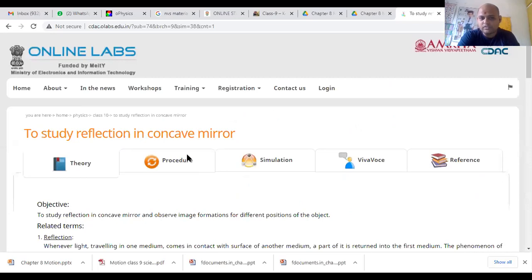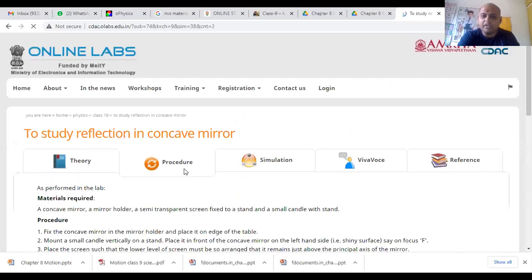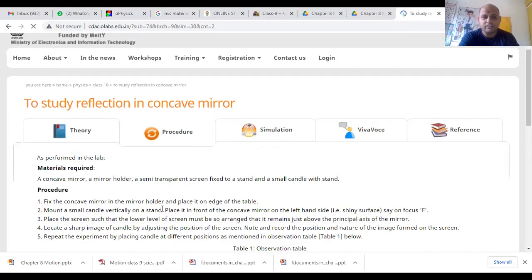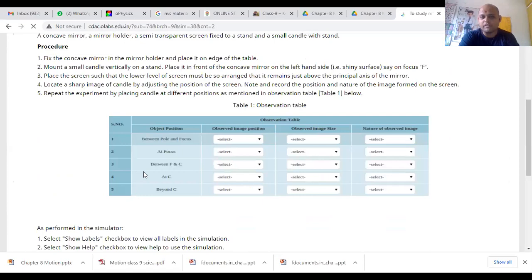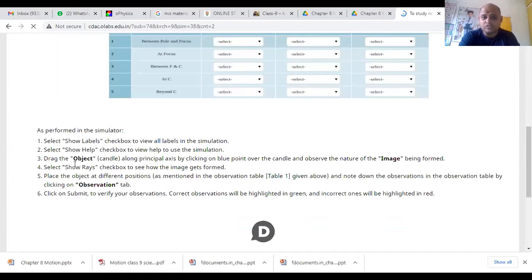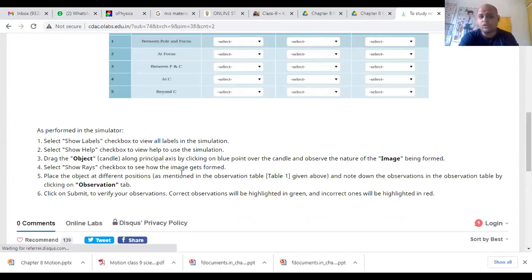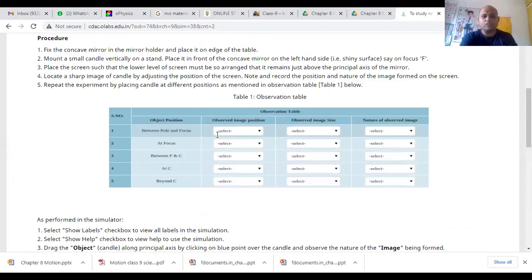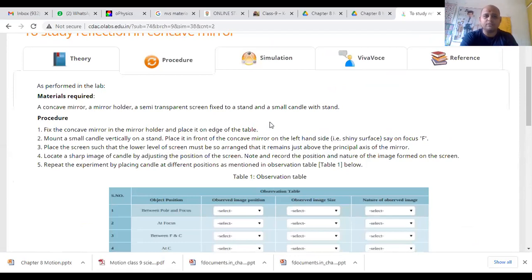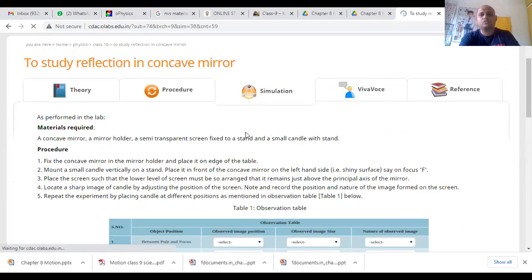Now the procedure, which you will be writing in the journal, and then you will be observing. Now this kind of observation table you will make, and then you will have to note down your observations. Okay, but for the simulation, this is the procedure. Select the show labels checkbox to view all labels in the simulation, show help, right? Object. So we'll go to the simulation just now, or rather, no, they haven't kept the video in this one. Okay, let's go to the simulation.